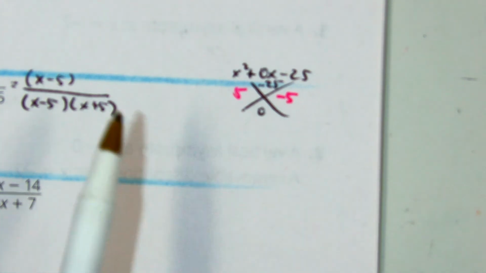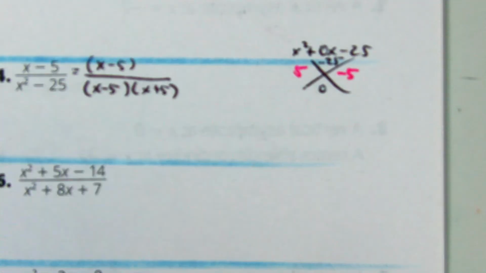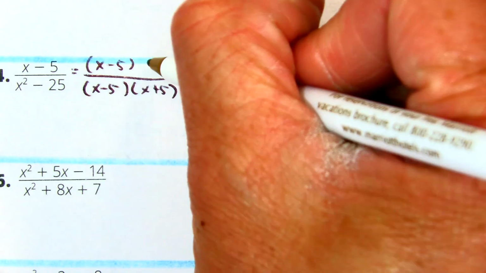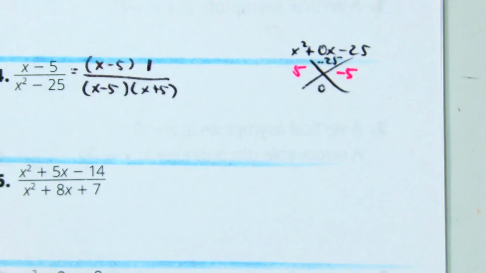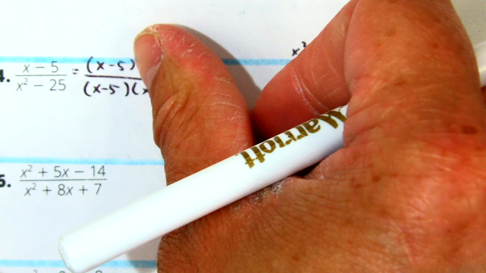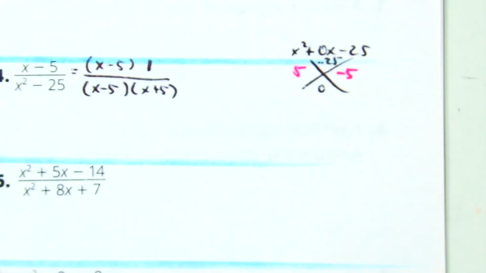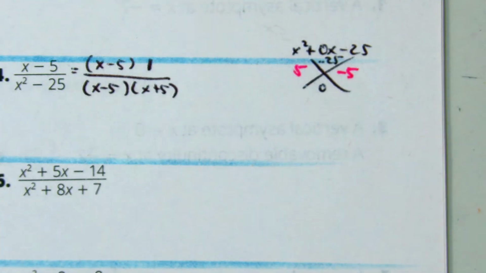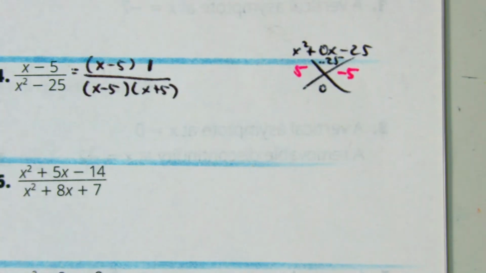In math, sometimes putting out the numbers 1 are super helpful. And I'm going to put a 1 here, because it's an identity. 1 times x minus 5 is still x minus 5. We're okay? Elizabeth, what should I do next?